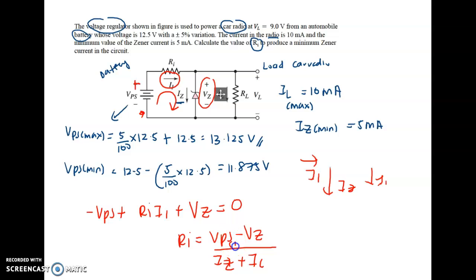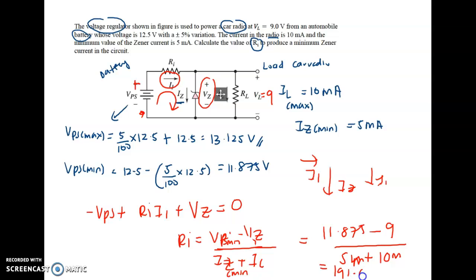So this is IZ plus IL. So this is maximum. If this is maximum, your IZ will also be maximum, right? So if I change this one to minimum, VPS minimum, your IZ also will become minimum. It will follow. So your VPS minimum is 11.875. What is your VZ? Because this is parallel, right? So they are the same. Your VL is given 9 volt. So this becomes 9. IZ minimum is 5 milli. IL is 10. And then you can get the answer, which is 191.6 ohm.